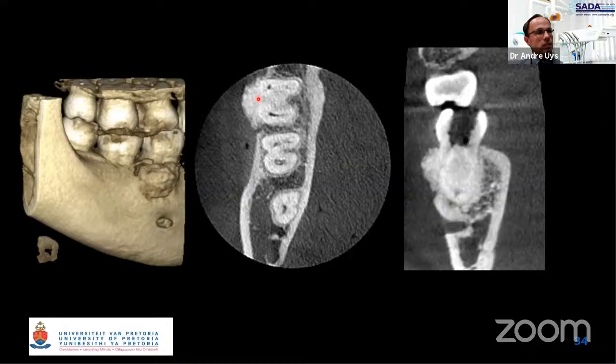This was indicated, biopsy was taken for this patient, and it luckily came back as an osteomyelitis and not something malignant like an osteosarcoma. The tooth was also removed for this patient.